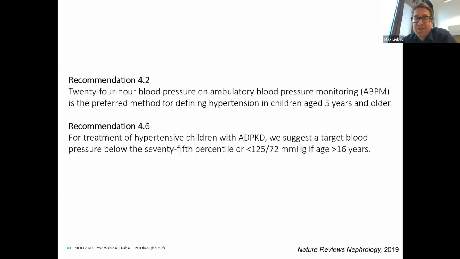Two more important recommendations. 24-hour blood pressure measurement is the preferred method for defining hypertension in children aged 5 years and older. And for treatment of hypertensive children with ADPKD, we're not super ambitious, but we suggest a target blood pressure below the 75th percentile or below 125/72 millimeters Hg.